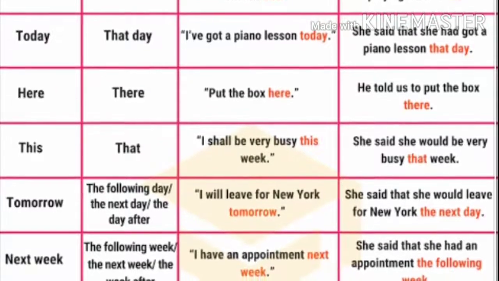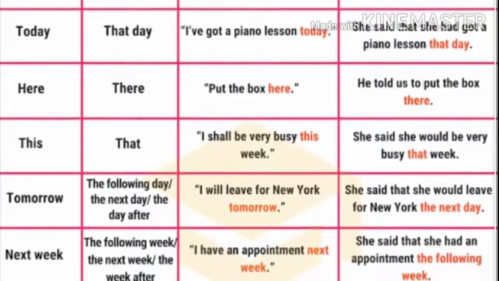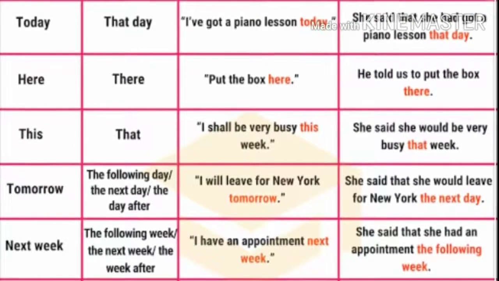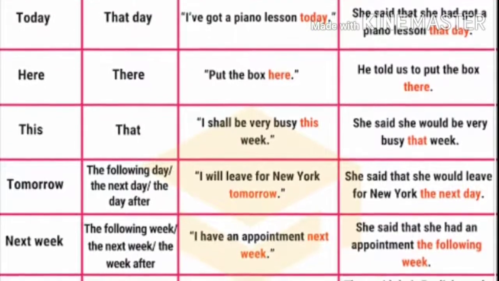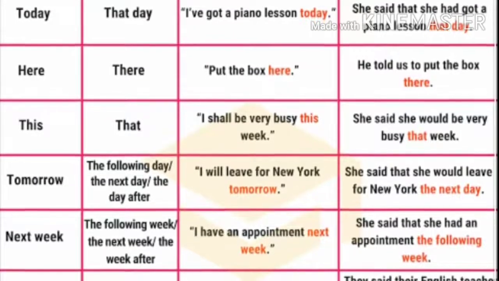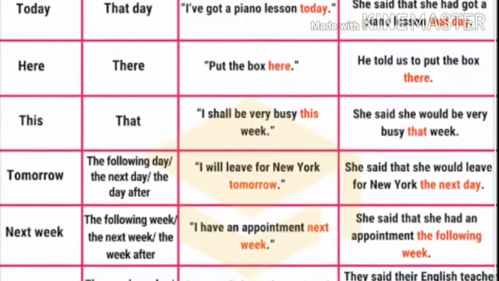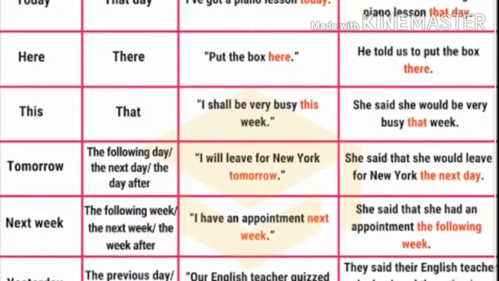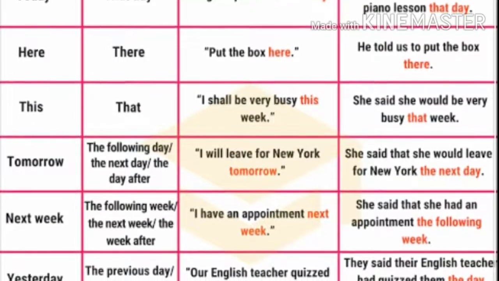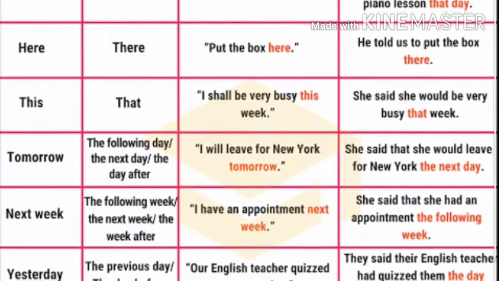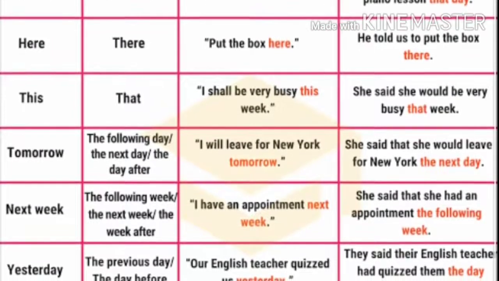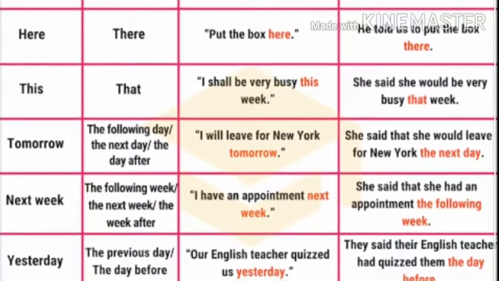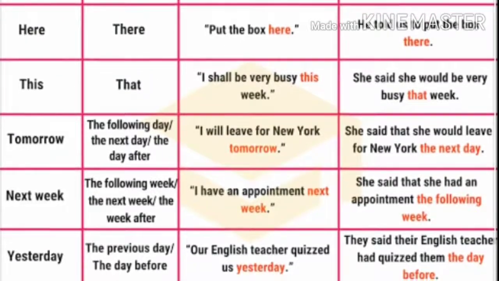Tomorrow will be changed to the following day, the next day, the day after. You can say anything. See this example. I will leave for New York tomorrow. Its indirect will be she said that she would leave for New York the next day. Alright. Next in the sequence is given next week. If it is given in direct speech, its indirect will be the following week, the next week, the week after. See the example. I have an appointment next week. So its indirect will be she said that she had an appointment the following week.